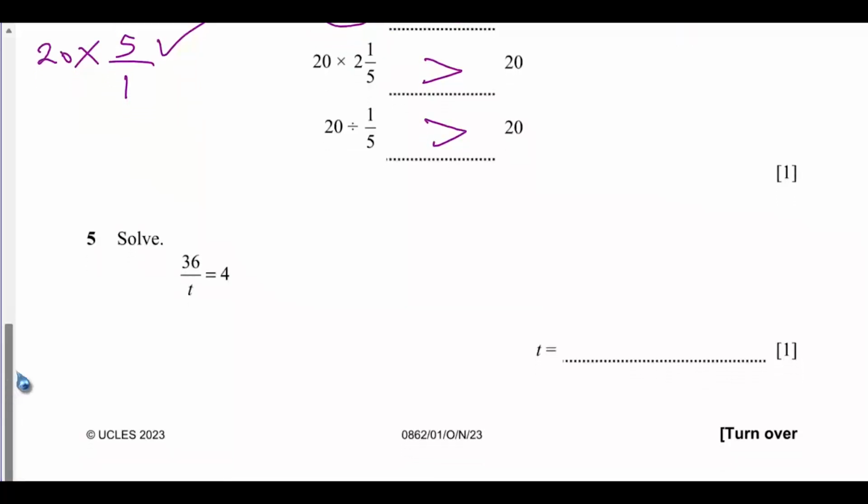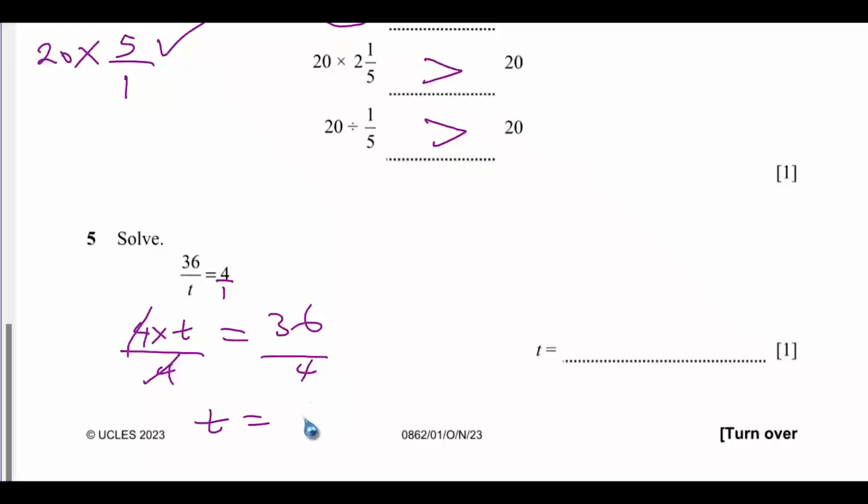So number 5. 36 over t equals 4. So you have to solve this. You can just cross multiply. That will be 4 multiplied by t. If you cross multiply, this one is like over 1, then equals 36 times 1, which is 36. So you have to divide both sides by 4. Okay, so 4 cancels 4, you have t here. Then 4 goes in 36 9 times. So the value of t is equal to 9. So let's go to the next question.